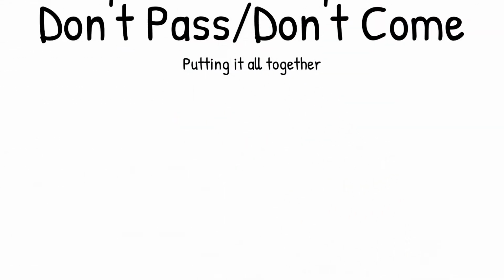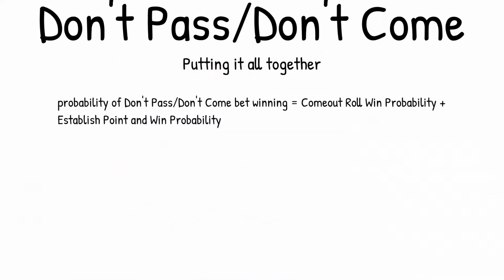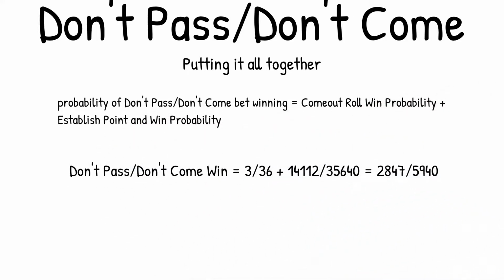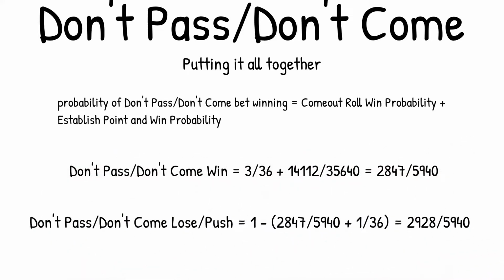Putting it all together, the probability of a don't pass, don't come bet winning equals come-out roll win probability plus establishing a point and win probability. Don't pass, don't come win equals 3 over 36 plus 14,112 over 35,640, which reduces to 2,847 over 5,940. Don't pass, don't come lose or push equals 1 minus 2,847 over 5,940, plus 1 over 36, equals 2,928 over 5,940.